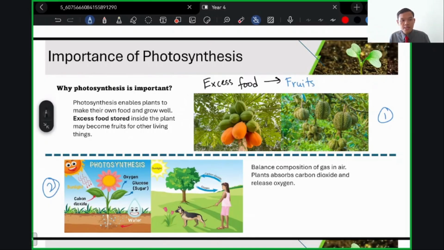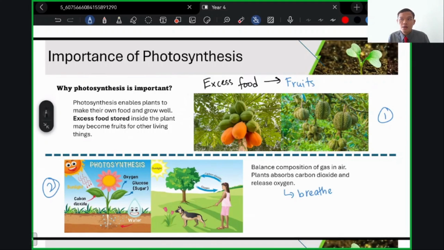Now, the second reason why photosynthesis is very important is to balance the composition of gas in the air. As we know, in order to carry out photosynthesis, the plant will absorb carbon dioxide. And when photosynthesis is finished, the product besides glucose is oxygen. We humans need oxygen. Animals also need oxygen. Oxygen is very important to breathe. If we don't breathe, we will die.